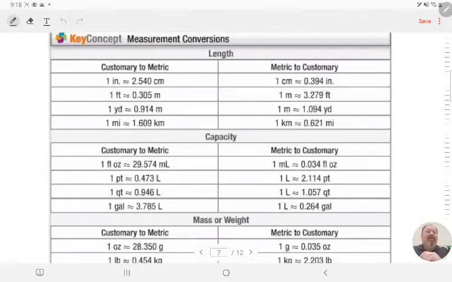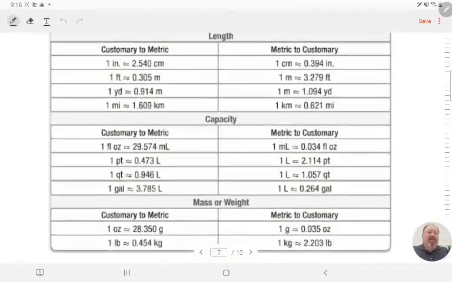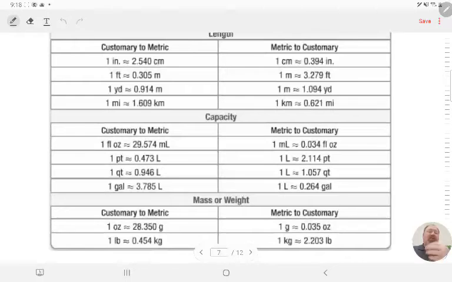So here is some, obviously not all, of the conversions that there are. But if you look, we have customary to metric, okay, on the left side, and we have metric to customary on the right side. And there are some common ones for length, capacity, and weight and mass. Okay, so you can utilize this when you're working your problems. This is something to keep handy with you. All right.